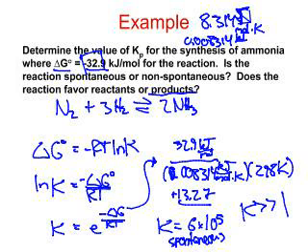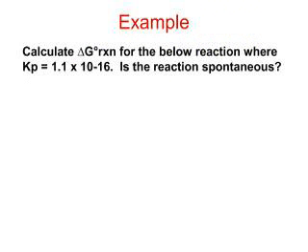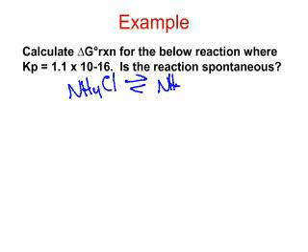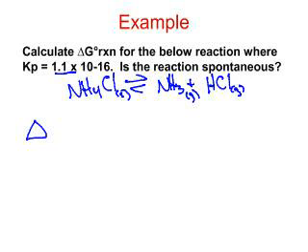One more example, guys, where we're going to calculate delta G for a reaction from a K value. We're going to consider this reaction right here. The decomposition of ammonium chloride, NH4Cl, goes to ammonia, NH3, plus HCl. These are both gases, and ammonium chloride, of course, is a solid. We're going to find delta G, because we know that Kp for the reaction is 1.1 times 10 to the negative 16th power.